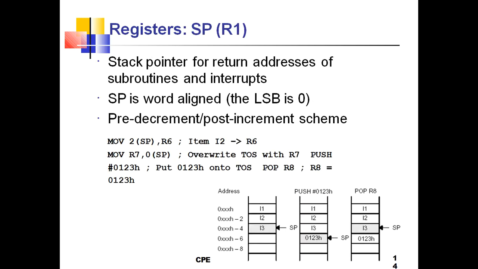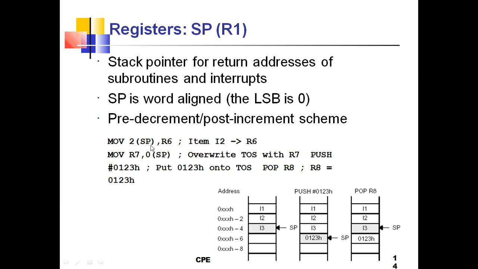Next, the stack pointer always points to the return addresses of subroutines and interrupts. It is also word aligned, so the LSB is 0, and SP uses a pre-decrement and post-increment scheme. Whenever an interrupt occurs, the CPU saves all its register contents to the stack, using the stack pointer register to perform the push and pop operations. For that, it performs the pre-decrement and post-increment scheme.